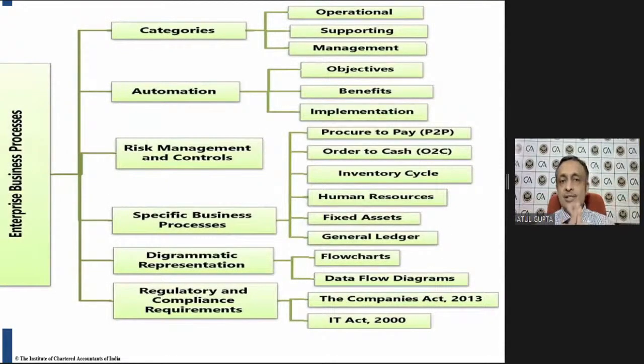Great. Now, this is from the module itself. So, enterprise business processes, the categories of the business process automation, how you go about it, risk management and controls. We'll be talking in much detail. Huge discussion on specific business processes, flowcharts, and compliance requirement, regulatory and requirement of by law.